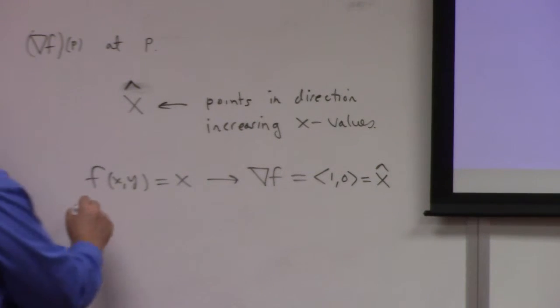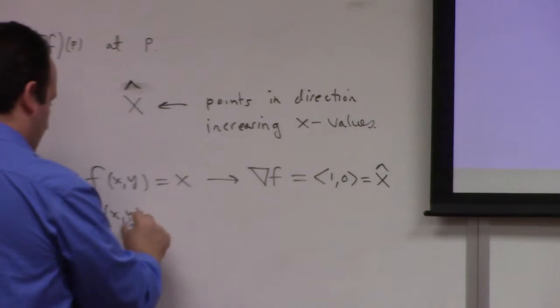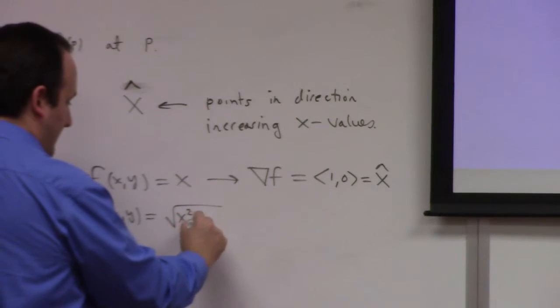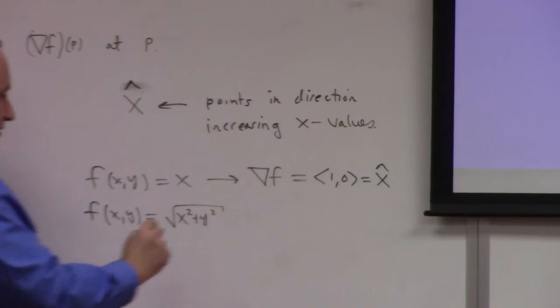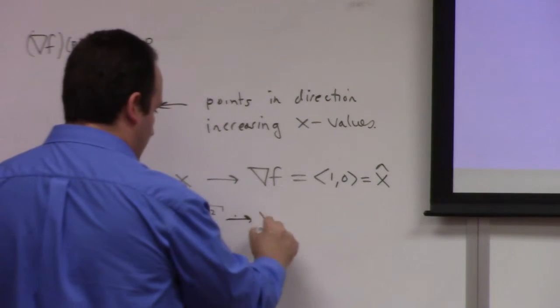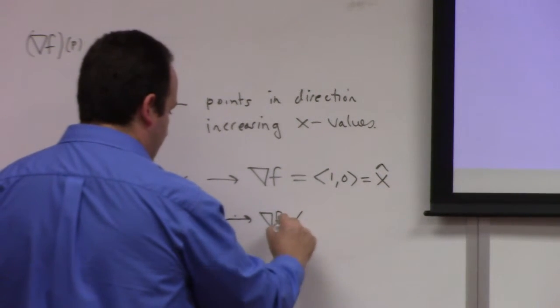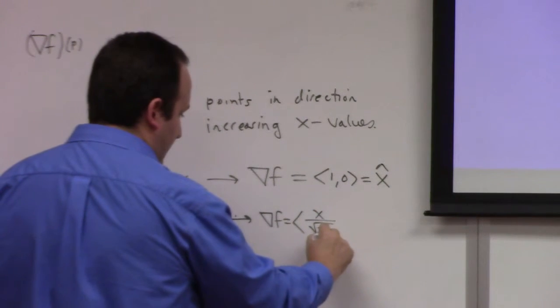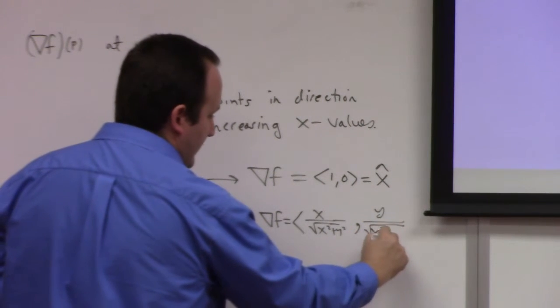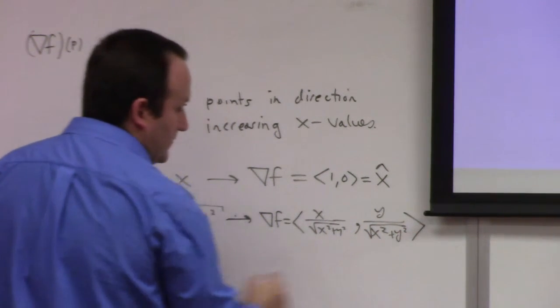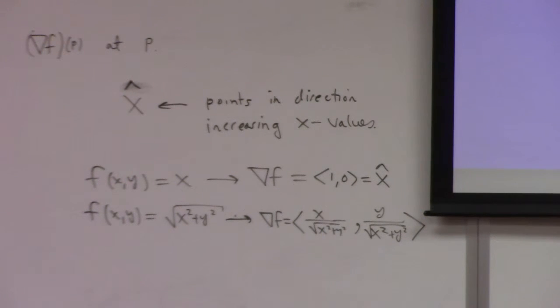What about r hat? How about f of x, y equals the square root of x squared plus y squared, right? That's r. A short calculation shows you that the gradient of f there is x over the square root of x squared plus y squared, comma y over the square root of x squared plus y squared. There's a partial differentiation I should work out there. I'm just not doing it because I don't want you to lose track of my point.